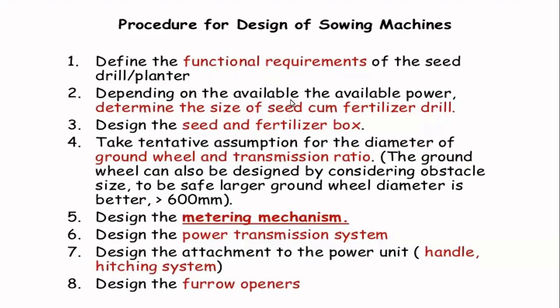Depending on the available power, select the size of the seed cum fertilizer wheel. Design the seed and fertilizer box. Take a tentative assumption for the diameter of the ground wheel. I told you the ground wheel is a rotating wheel in the field, fitted with the machine, and there is a transmission ratio.